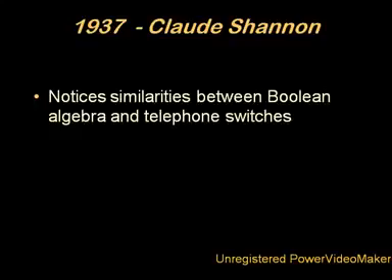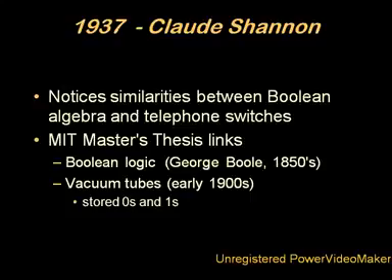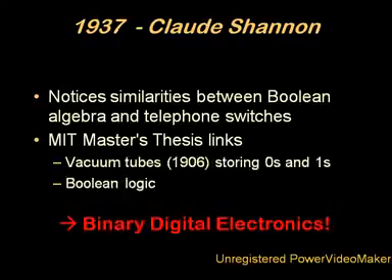Late in the 1930s, though, the breakthrough came. A guy studying at MIT noticed similarities between Boolean algebra and telephone switches. His MIT master's thesis actually linked the concepts that were invented as Boolean logic back in the 1850s with vacuum tubes used in early telephone switches in the early 1900s to store zeros and ones. And the result was binary digital electronics. And all of the computer technology basically since then relied on this one key insight.